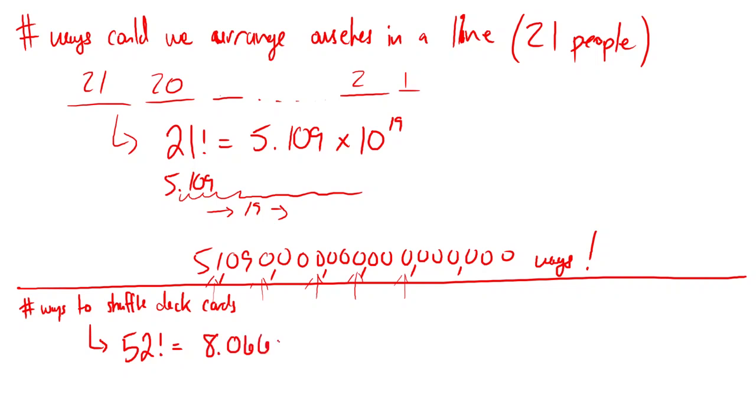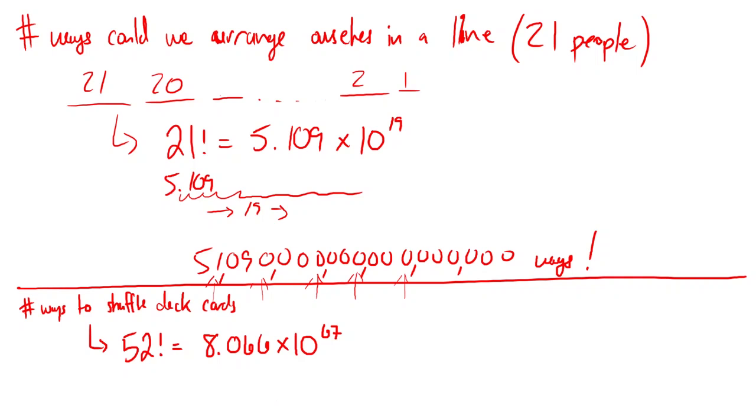What does 52 factorial come out to be? 8.066 times 10 to the 67th power. We were already at quintillions, at 10 to the 19th. That means we have to take that number and multiply it by 10 another 48 times. Isn't that weird? So you know what that means, right?